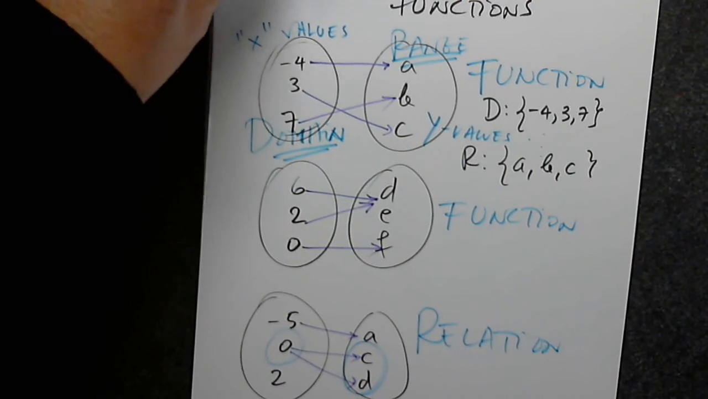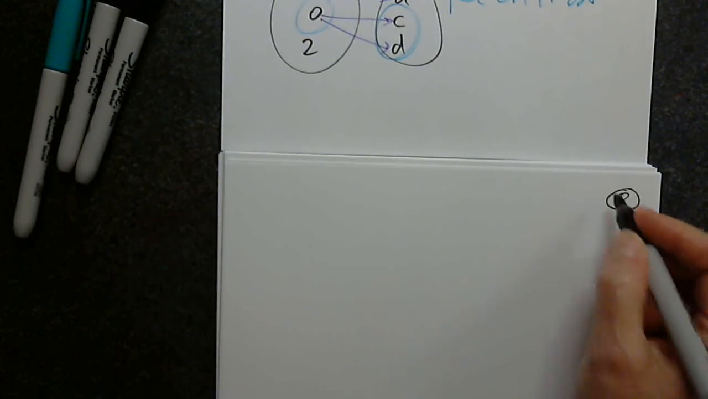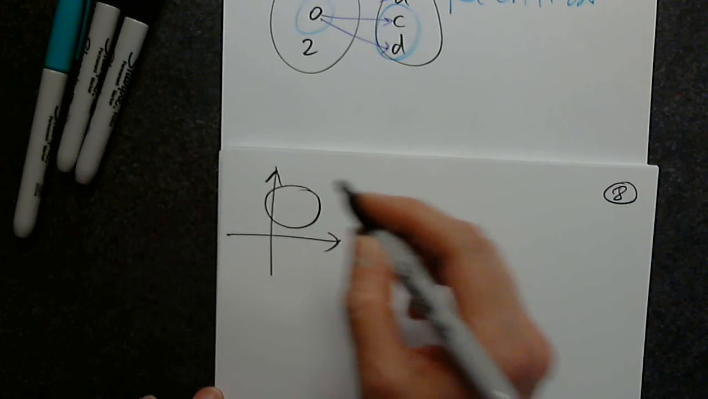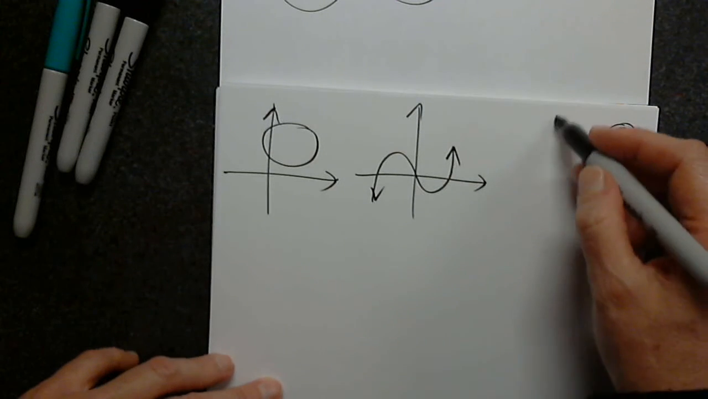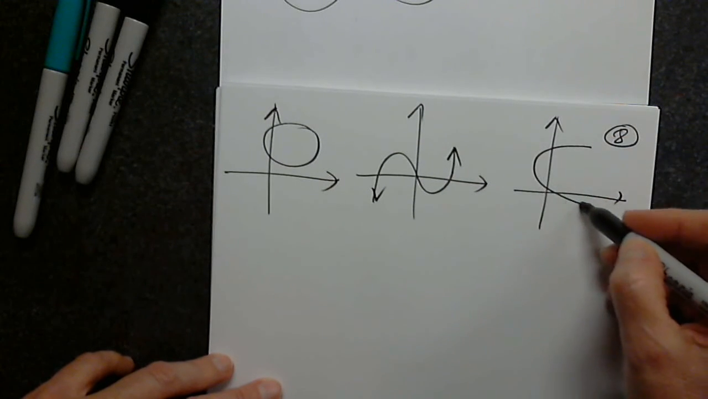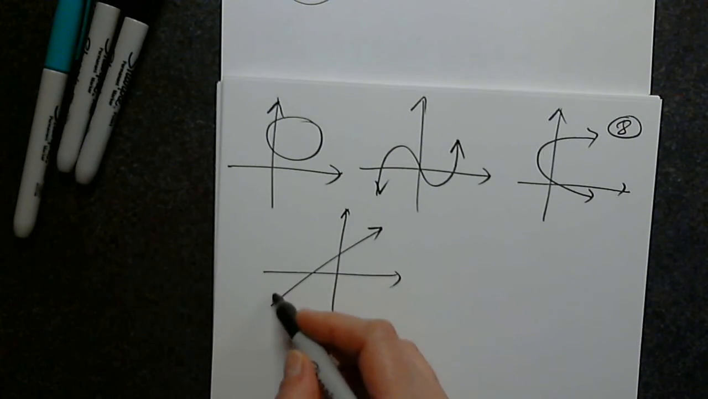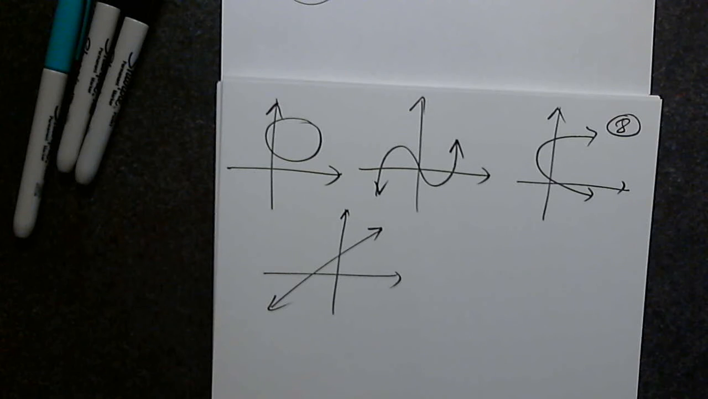Also, if I'm given graphs, I can be asked to identify functions and relations. So I'm just going to pick a few graphs. Here's one. Here's the other. Here's another one. And let's say this one. This time I'm given graphs. I'm not given the link, the relationship, how x connects to y. Instead, I'm given a graph, which indirectly tells me how x is connected to y.